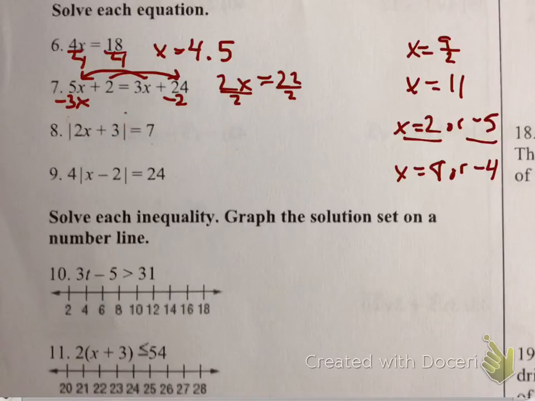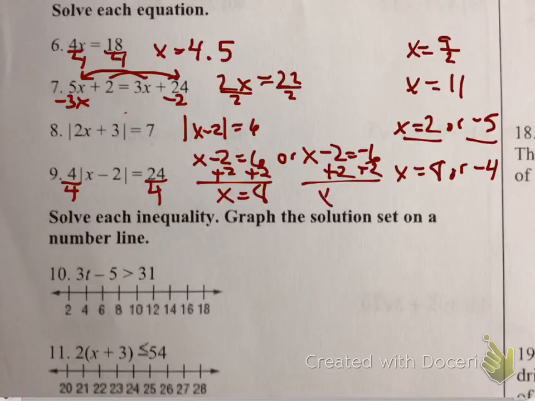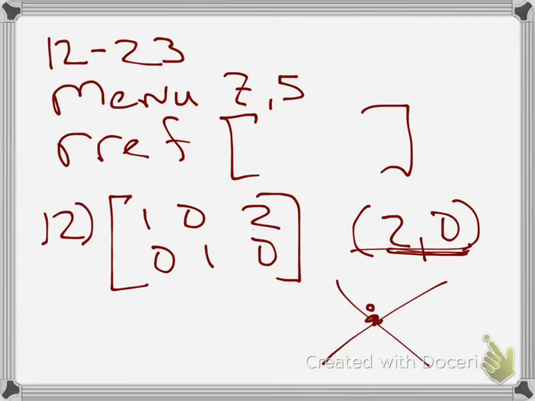Okay, now for number 9, I need to get rid of this 4 first, because I need the absolute value by itself. So when I do that, I end up with the absolute value of x minus 2 is equal to 6, which means I'm saying x minus 2 is equal to 6, or x minus 2 equals negative 6. Add 2 to both sides, and that's where I get the 8, and I get the negative 4. Okay, so this should be some simple solving of equations that we should remember, and that should be that.